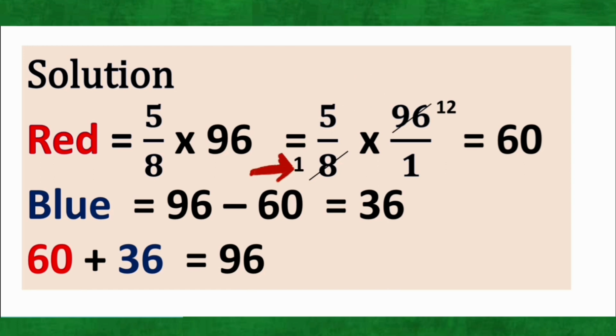So 8 divided by 8 is 1, and 96 divided by 8 is 12. Then 5 times 12 is 60. Therefore, there are 60 red balloons. Now to get the number of blue balloons, we're going to subtract 60 from the total number of balloons. That is 96 minus 60, and that is 36. There are 36 blue balloons.